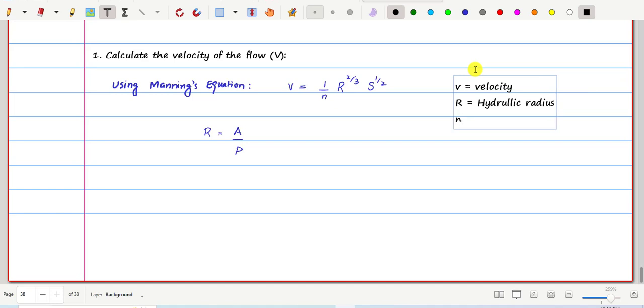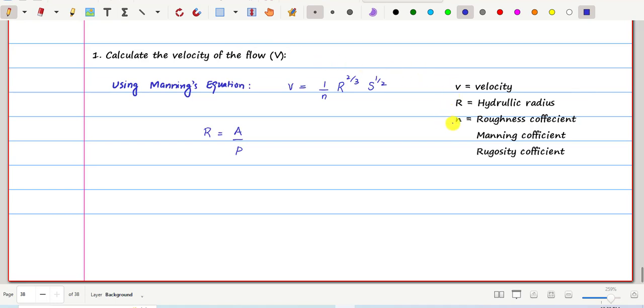And then n is the roughness coefficient, or you can call it Manning's coefficient, or you can call it the rugosity coefficient. You can call it either roughness coefficient or Manning's coefficient or rugosity coefficient, right? These are three names for this.